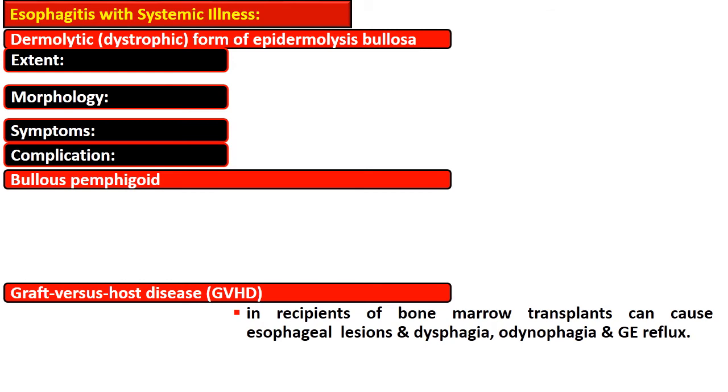Graft versus host disease in recipients of bone marrow transplant can cause esophageal lesions and dysphagia, odynophagia, and gastroesophageal reflux.